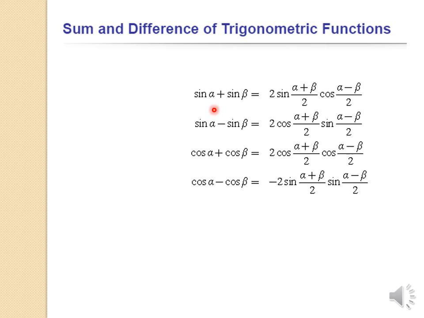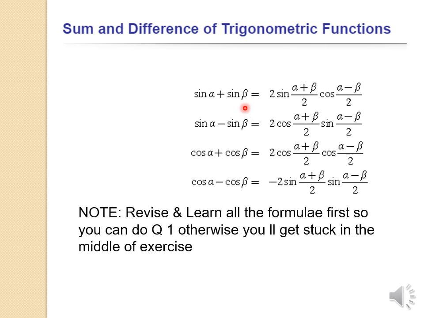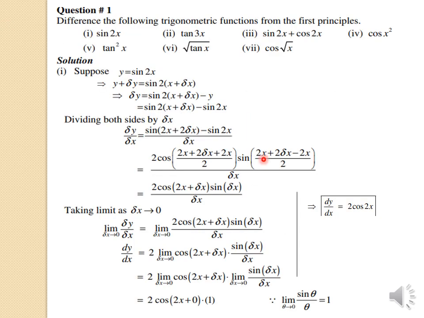Before starting the exercise, you have to memorize these formulas. These formulas are very useful to solve the questions of exercise 2.5, part 1. Now student, question number 1 is: differentiate the following trigonometric functions from the first principle. You have to solve all these parts by the first principle method, applying the same rule or method that we used in exercises 2.1 and 2.2. So start with the solution of part 1.